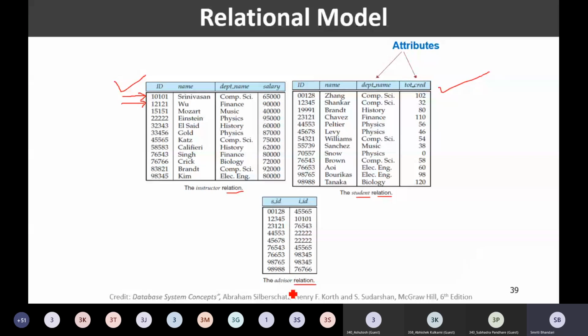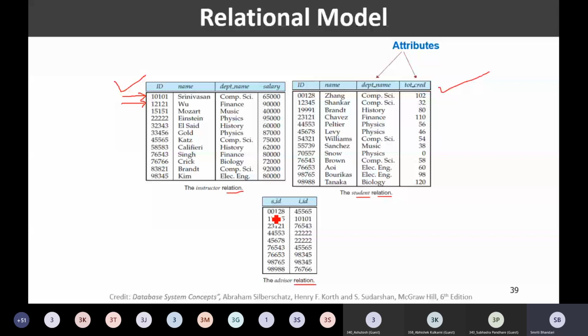So the advisor relationship is denoted here once again in the form of a table. In this relationship table, we have 2 IDs. One is meant for student and another is meant for instructor. With the help of this table, it is possible for me to find out the relationship between the student and instructor. So which student is associated with which instructor?